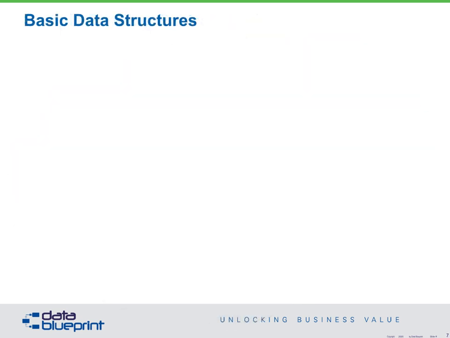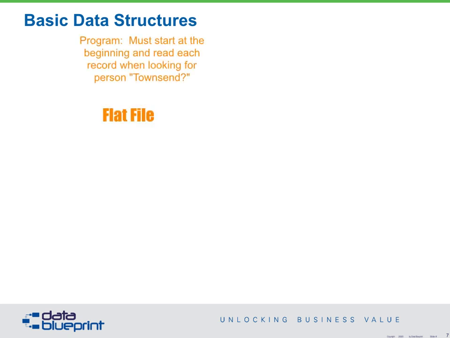And there are some base data structures that we can describe here real quickly, just to give you an idea of the variety. The simplest one is a flat file. It's a Word document, if you will. It reads from start to end. If you were reading a Word document or any type of flat file from the start to the end, looking for a person whose name was Townsend, you would proceed down there and compare each one until you found the right one.